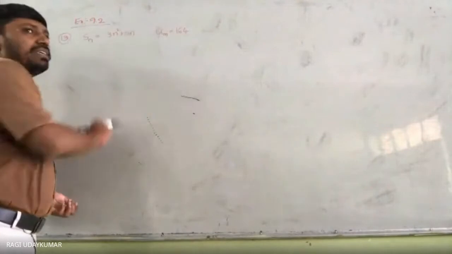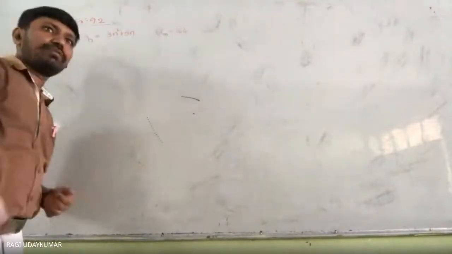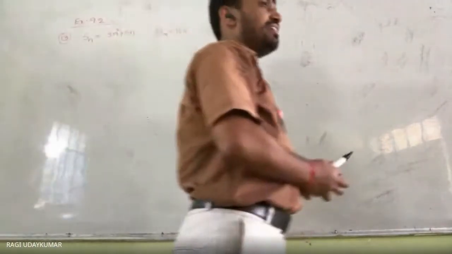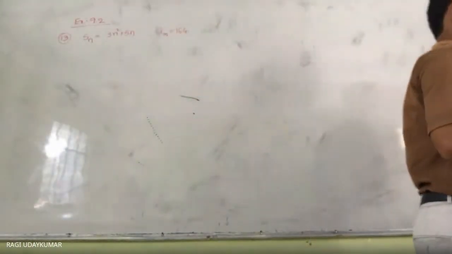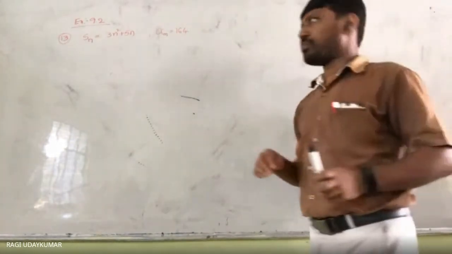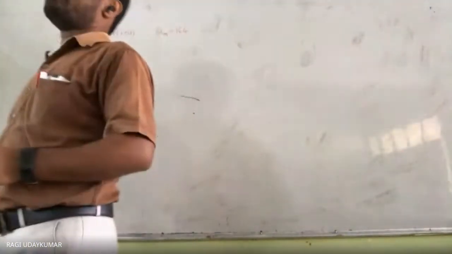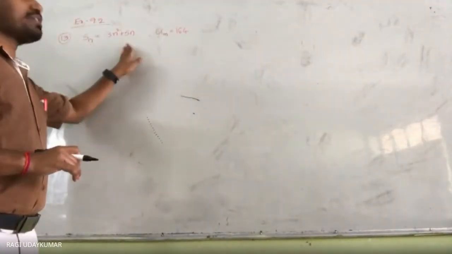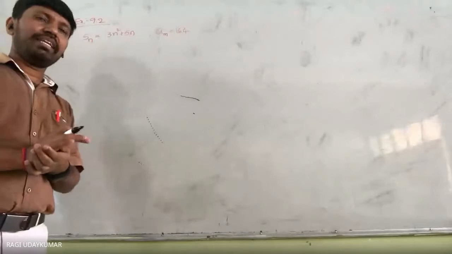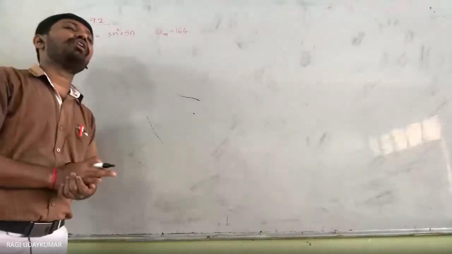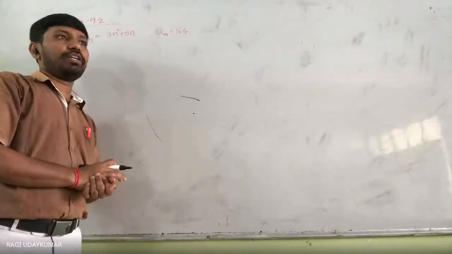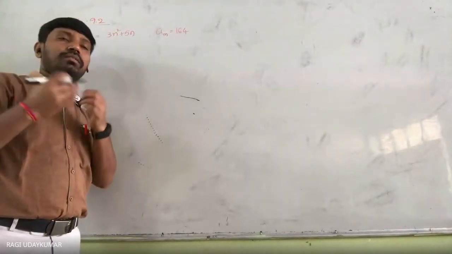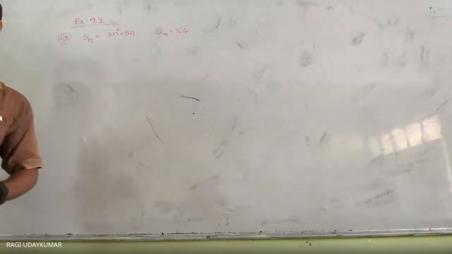Sum of the n terms is given. Am is 164, that is a plus (m minus 1) into d. If we have the first term and the common difference of the arithmetic progression, you can find the m value. Here is a very interesting point you need to observe: whenever the sum of the n terms is given to you, the nth term you can find in the form of a linear expression.